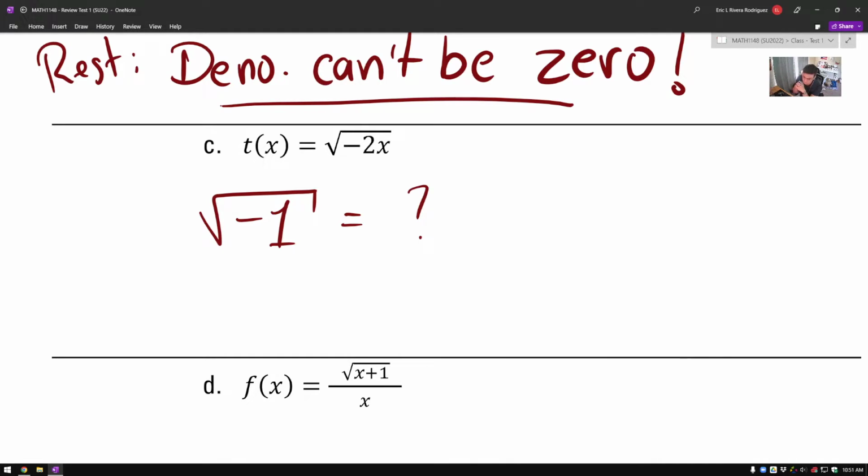Say one more time. That's an example. I'm just asking you, what is the value of negative square root of -1?